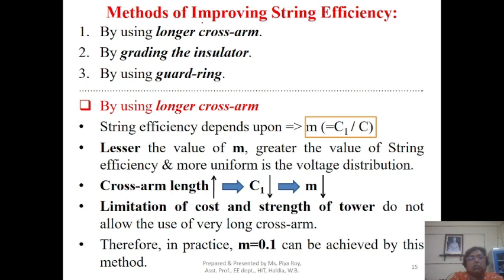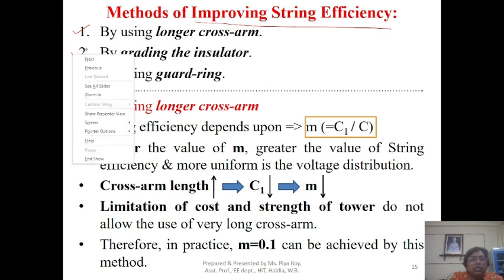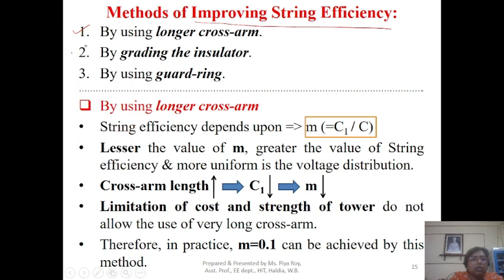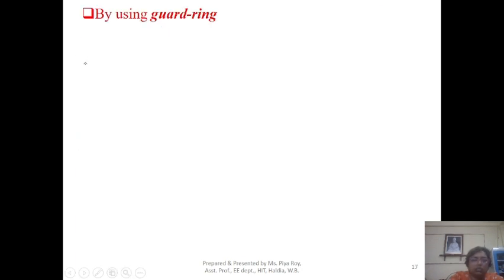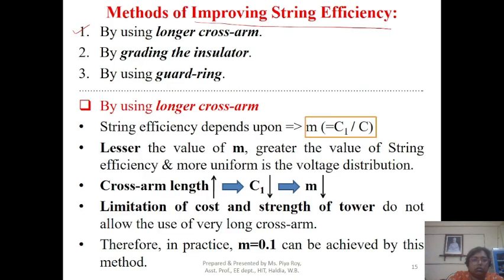So, methods of improving string efficiency. We have three methods. The first one is by using a longer cross arm. The second is by grading the insulator, and the third one is by using a guard ring. So one by one we will discuss these things.